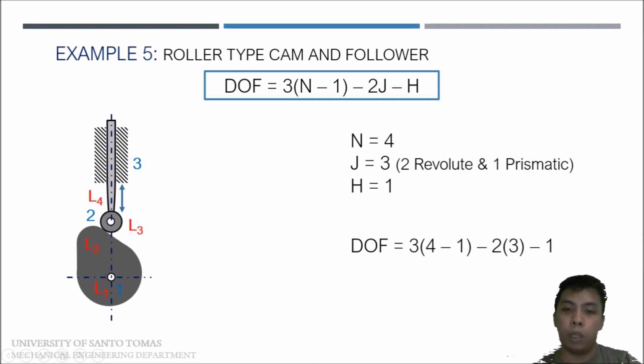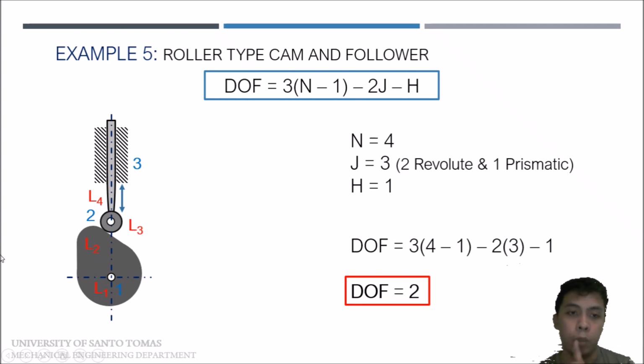So solving for degree of freedom, we have 3 multiplied by 4 minus 1 minus 2 times 3 minus 1. The answer of our degree of freedom will be 2, which is correct naman because we have the motion of the follower here, which is linear, and we have the motion of our roller here, which is rotational. So kapag umikot yung cam natin, dalawang motion yung mabubuo natin. Isang translational for the follower and 1 rotating for the roller natin.